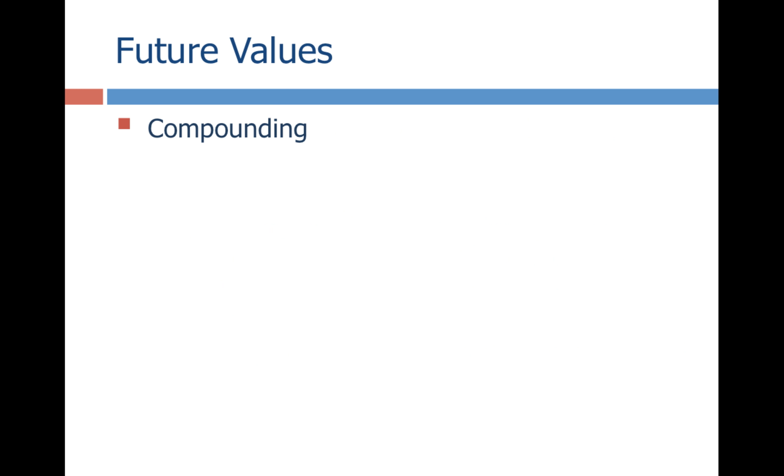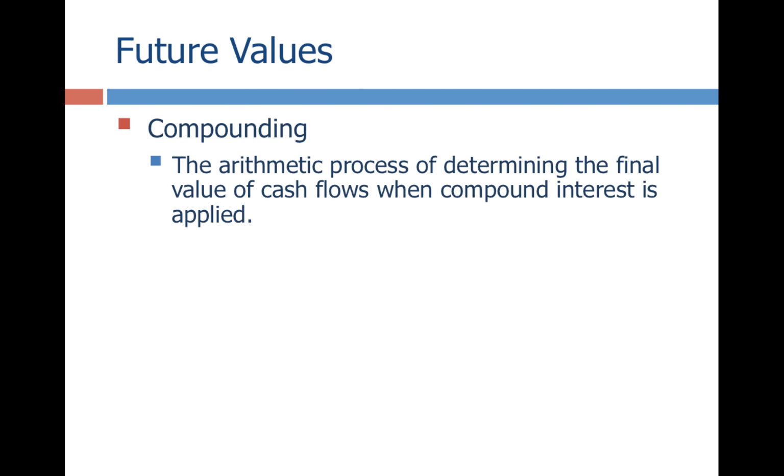So compounding is the arithmetic process of determining the final value of cash flows when compound interest is applied. Basically, compounding, as we talked about last week, is the process of earning interest on interest.